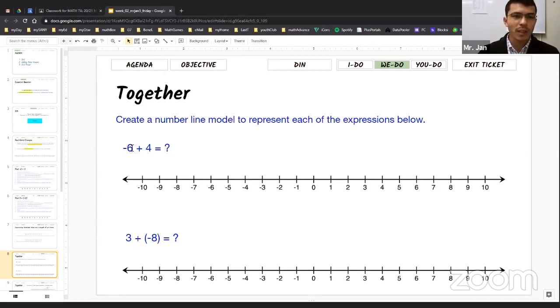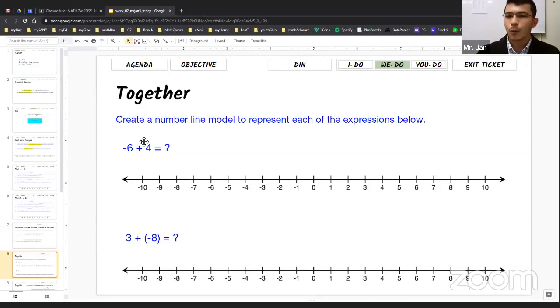So when you see this problem, -6 and 4, what is the number one? What do we need to do? Online kids, you can type in the chat box. I'm trying to ask you. I'll help you. Okay.